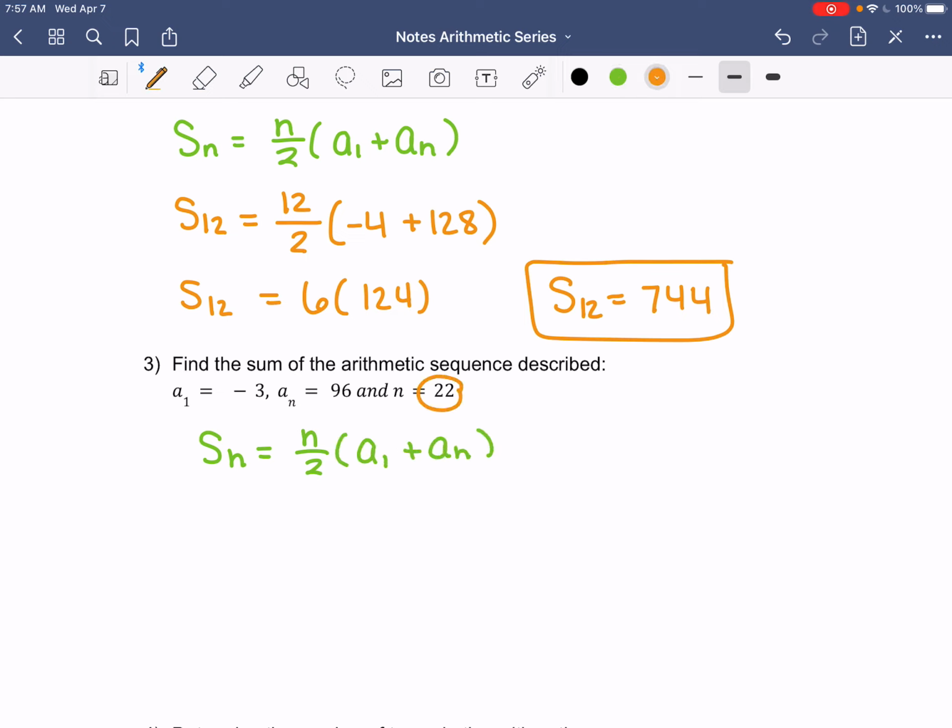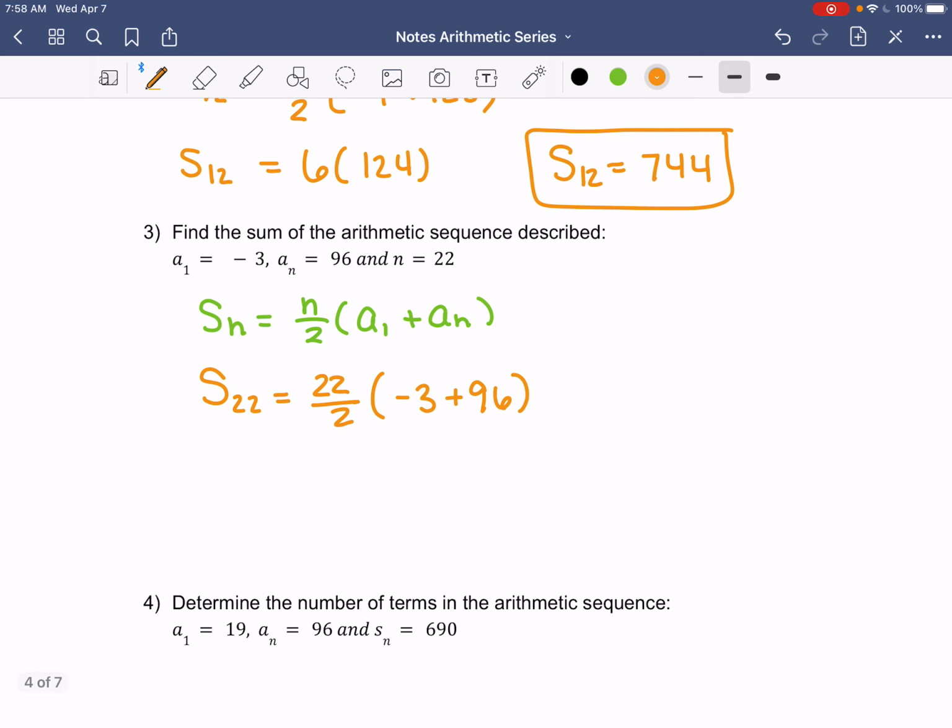So n is the number of terms, there's 22, so s sub 22 equals 22 divided by 2. A sub 1 is your first term, which is negative 3. A sub n is your last term, which is 96. Now we can just solve. So it's a pretty easy one. So sum of 22 equals 22 divided by 2, that's 11. 96 minus 3 is 93. And then multiply 11 times 93 and get 1,023. So the sum of the 22 terms is 1,023.